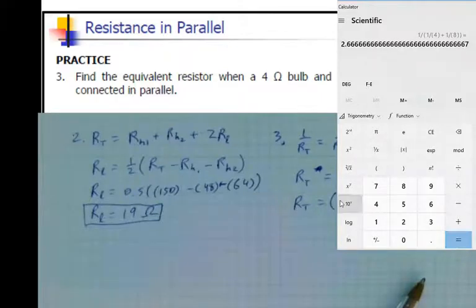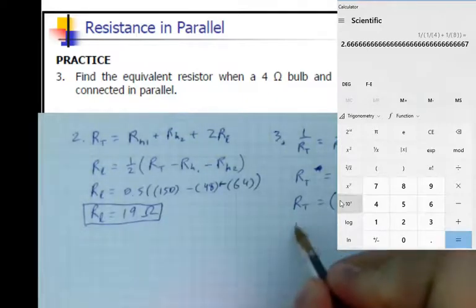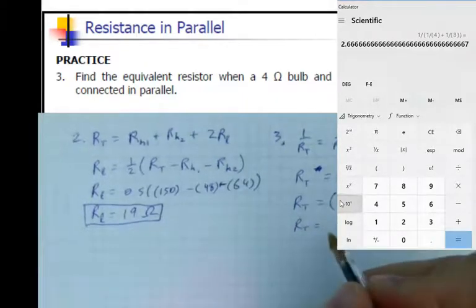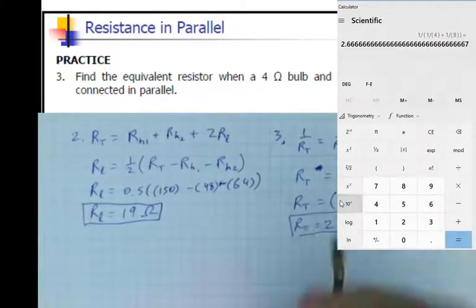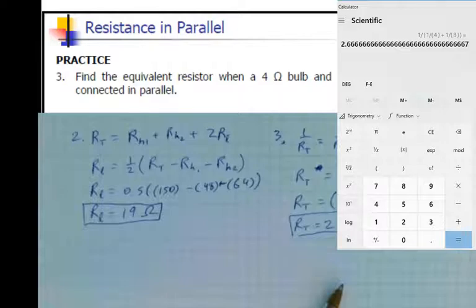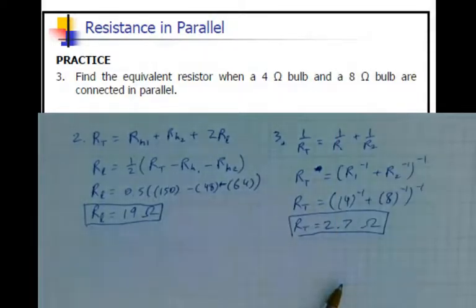2.67. RT, I think we should round, we're really given only one significant digit, so let's just round to 2.7 ohms as our solution. And I'll move that calculator out of the way so you can see that.